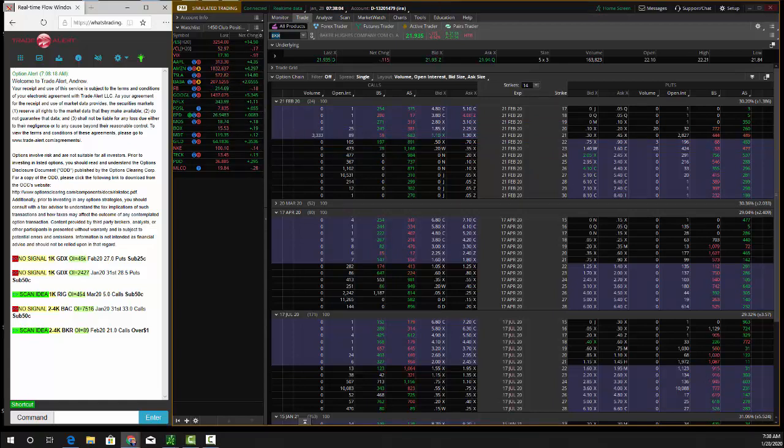I don't like to take trades that are that high as a dollar amount. That's why this is an idea, guys. BKR is an idea. This is Baker Hughes. February 21st, 2020, 21 calls for $1.30. You can get it at 1.25, it looks like. BKR, guys. This is an idea.